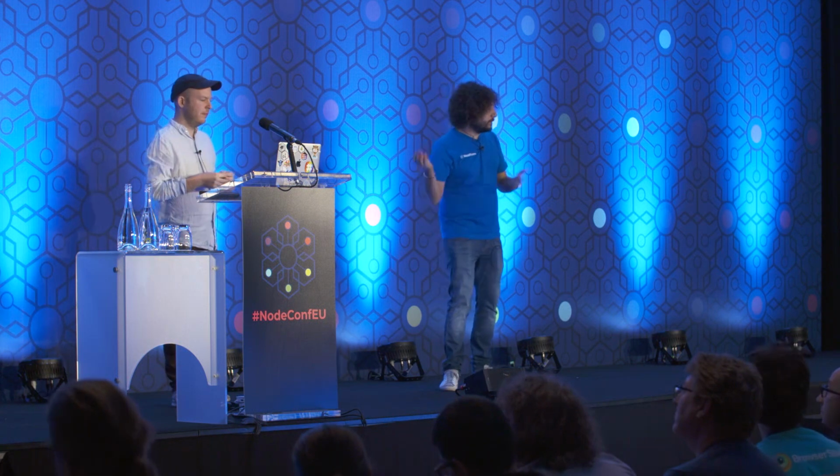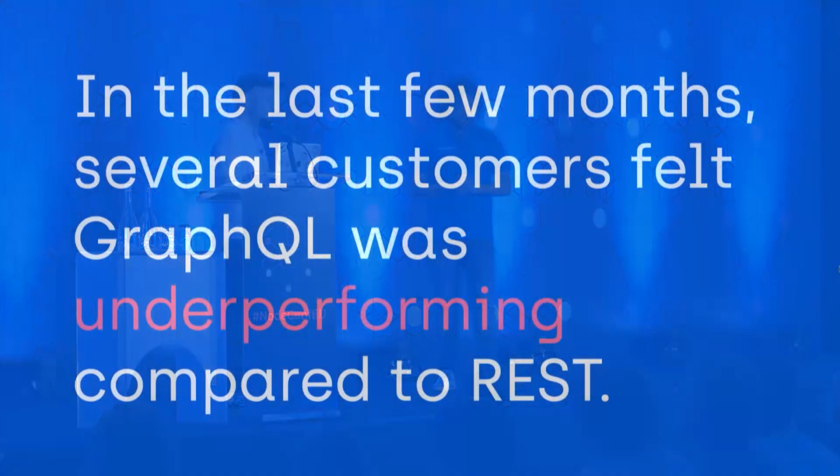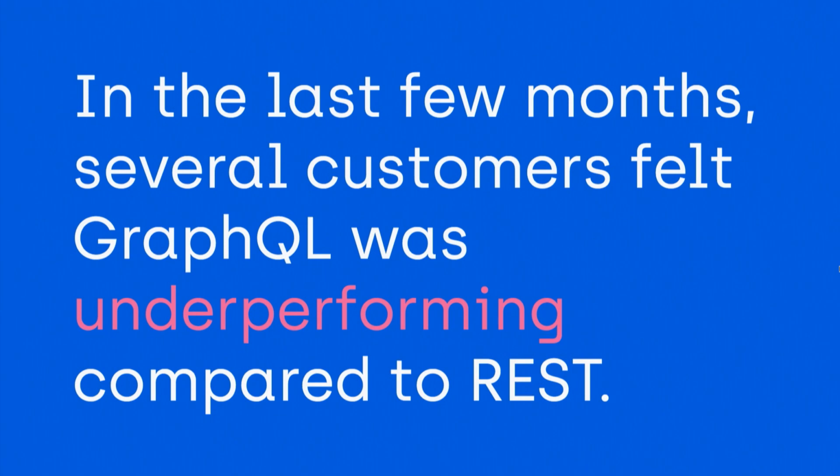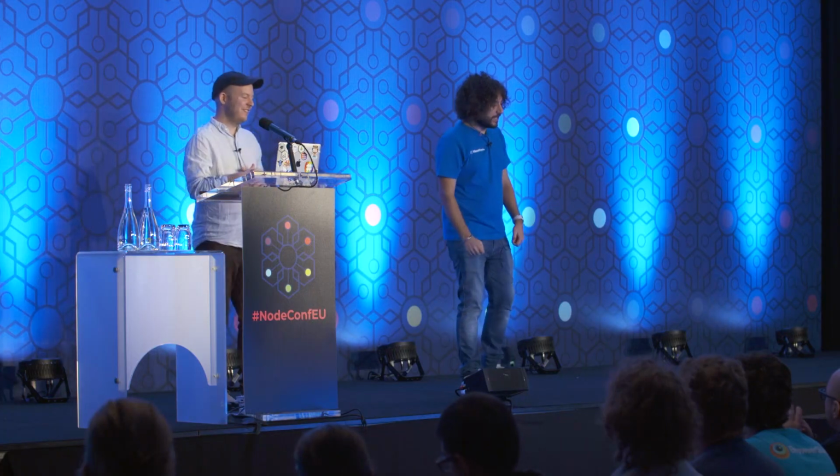So in the last few months, we are performance experts, and we have been contacted by several of our clients. They reached out to us because they felt that they moved to GraphQL and everything was fine because of the fantastic developer tools, and that in fact you can debug your query in that fantastic GraphQL editor. It's fantastic. However, once they put all of that in production, it felt like it was underperforming compared to REST.